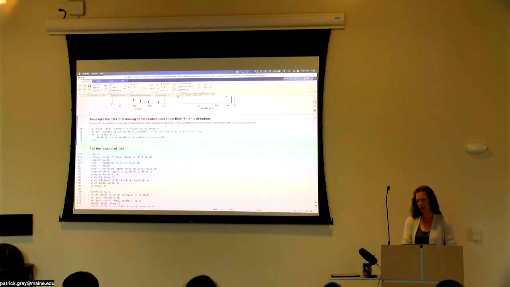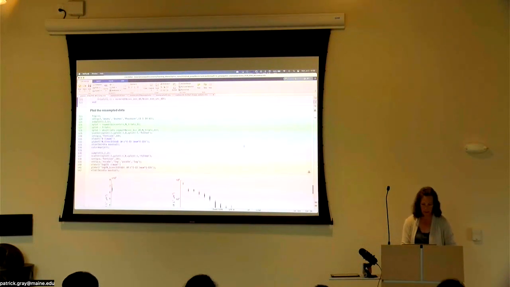There's great MATLAB help that describes the different algorithms that are used to generate the pseudo-random numbers and everything, if you want to get into that.